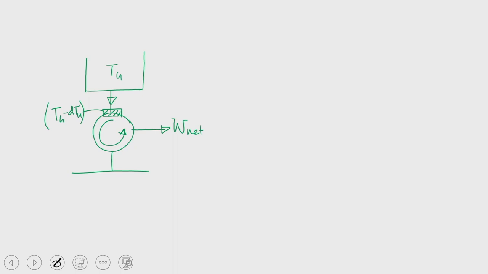So, we can reduce that like this, that this is the T H, and all the processes are getting executed in a cyclic manner, and we are assuming that this is the surface where temperature is T H minus dT H, and we are getting W net. Of course, to get this W net, there must be a provision of heat rejection. So, that is Q L, this is Q H, or we can write small Q L, no matter, this is Q H, Q L, and this is T L.